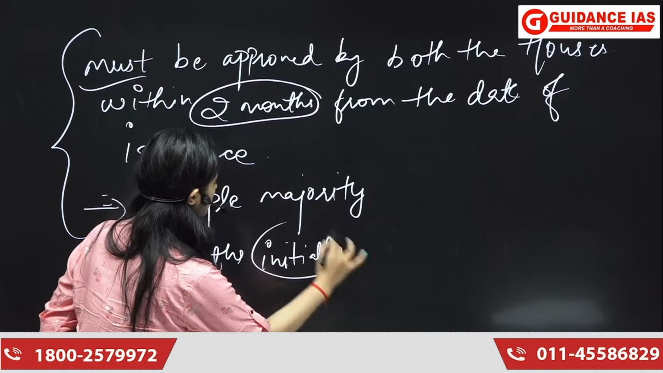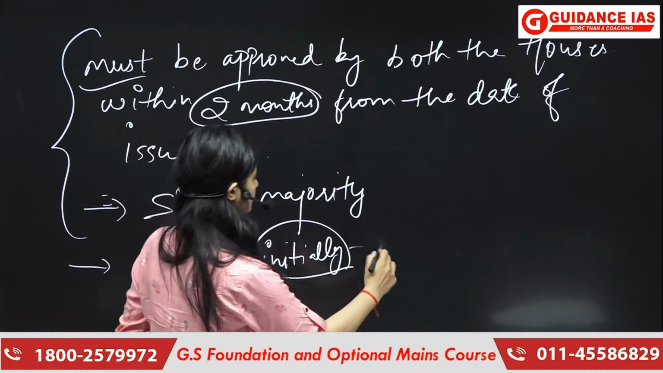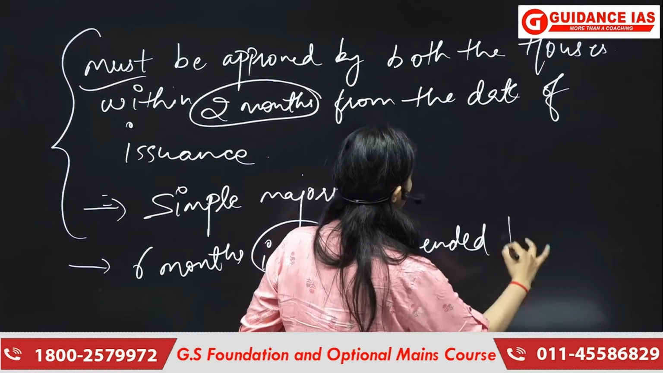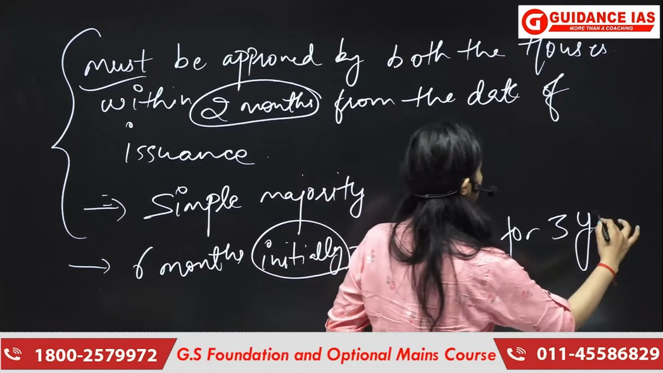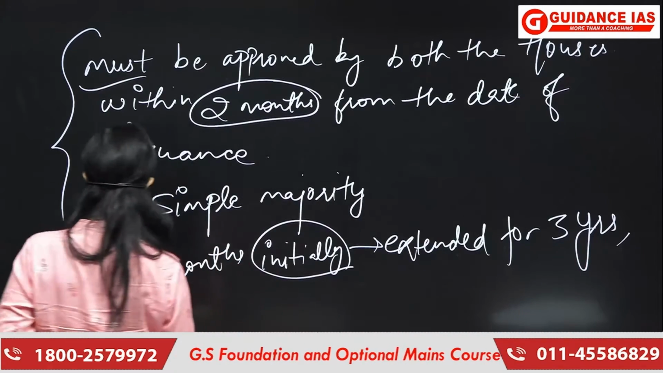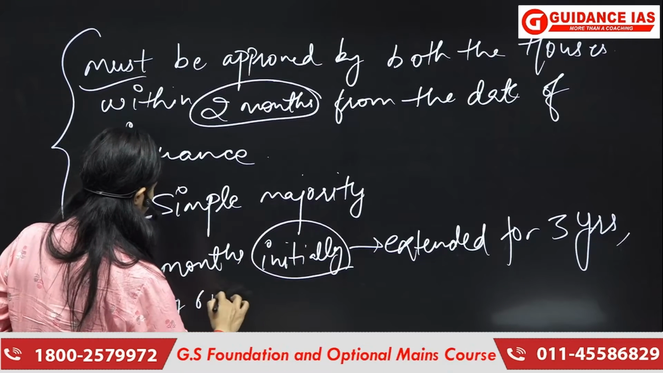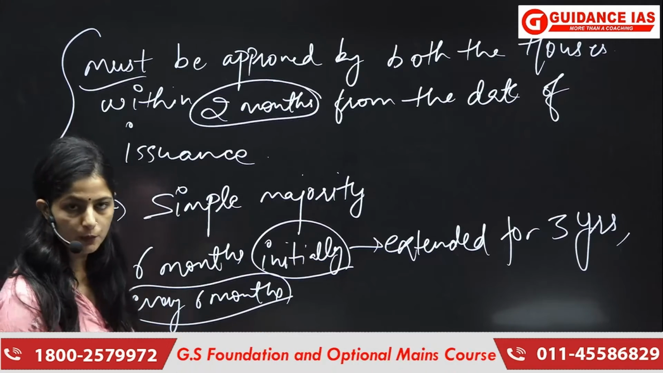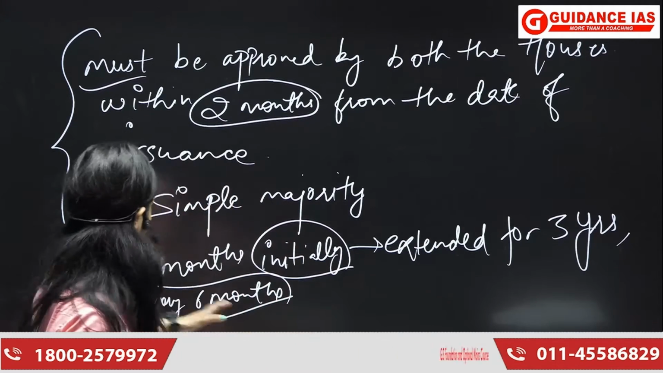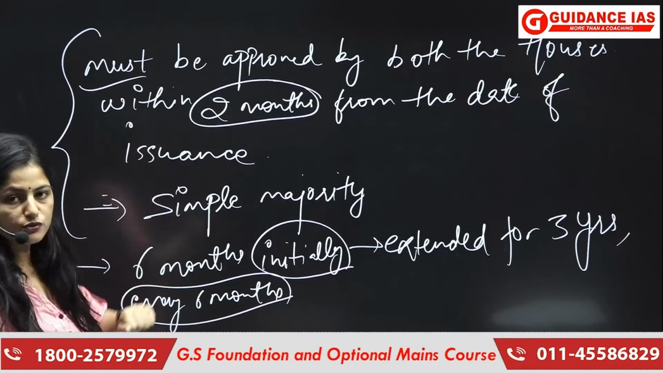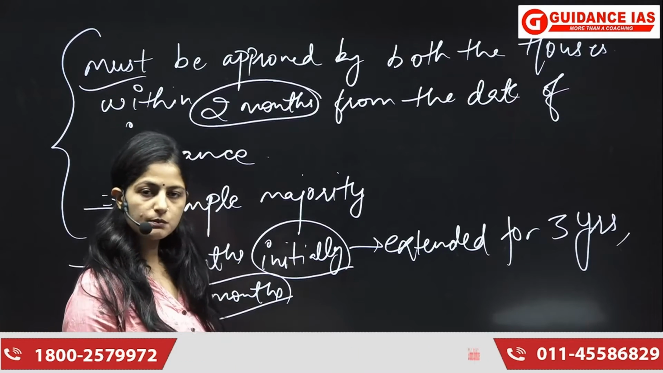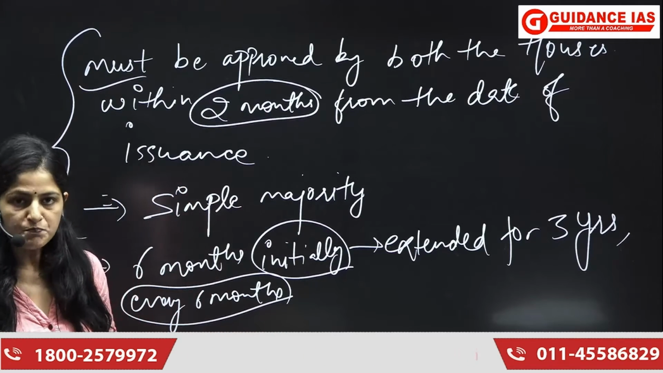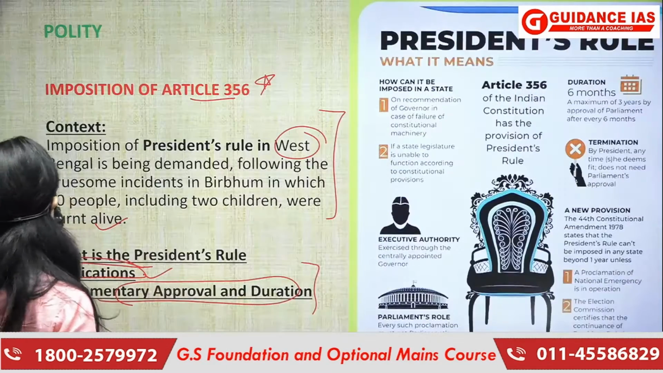Initially, you have to remember this word. Initially 6 month का देते हैं, but maximum it can be extended to 3 years, right? 3 years, every 6 months. What is the meaning of this every 6 months? That every 6 months you need to get it approved by the houses of the parliament. So एक बारी में ये 6 महीने के लिए लग सकता है, but the maximum period it can get extended to is 3 years. I hope these points are clear to you now.